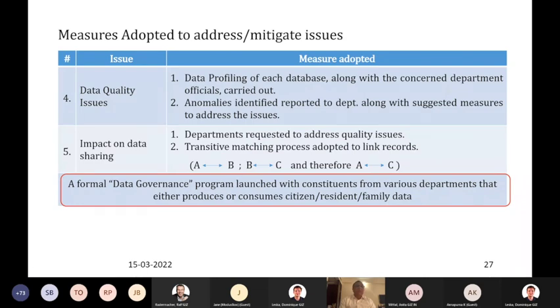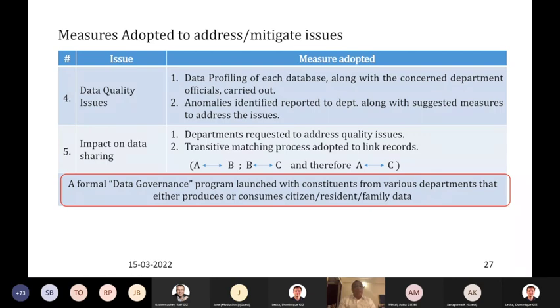And then of course the data quality issues were, of course, a continuous process, but almost all the departments were taught, were cajoled, were forced to look at their data. And then of course, impact on data sharing. Now, departments were requested to address the quality issues.